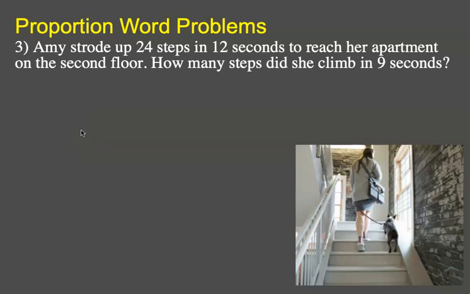Proportion word problem number 3. Amy strode up 24 steps in 12 seconds to reach her apartment on the second floor. How many steps did she climb in 9 seconds?